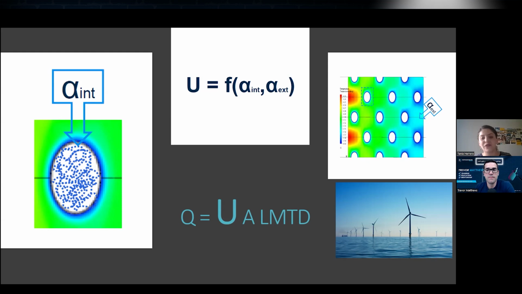Everything has a limit, because if we increase the velocity too much, it also increases the pressure drop, and it has an impact on the compressor, in the case of evaporators. So I do have a question. So that's a good point, right?